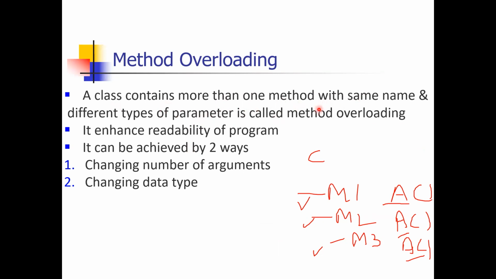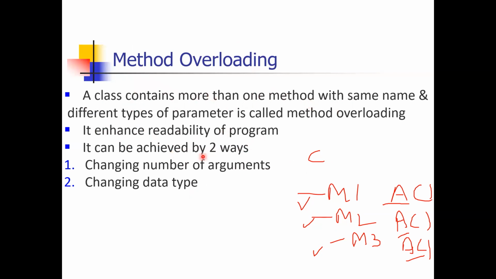Now, what is the use of method overloading? Method overloading enhances the readability of the program. If the method name is the same, you can easily read. So automation becomes fast, it increases the speed. Now, how to achieve method overloading?